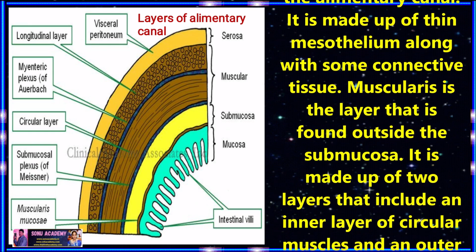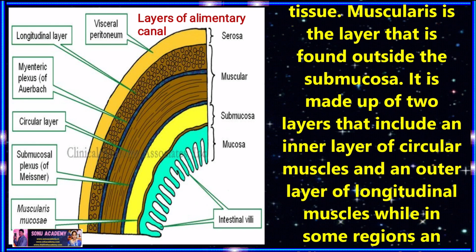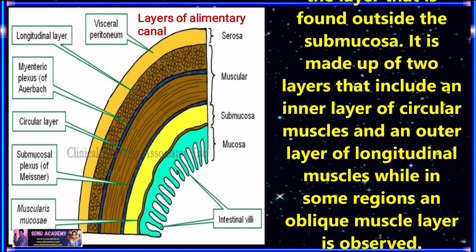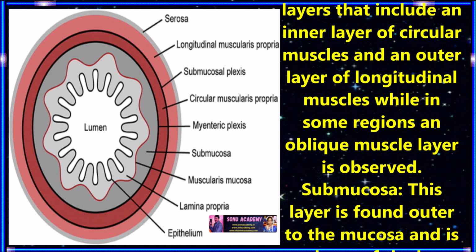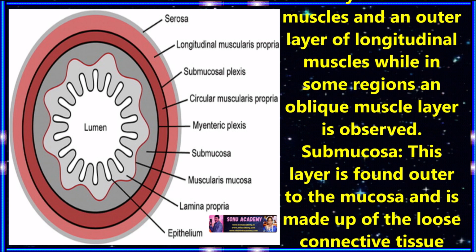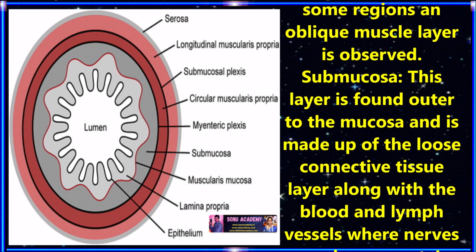Next one is muscularis. Muscularis is the layer found outside the submucosa. It is made up of two layers that include an inner layer of circular muscles and an outer layer of longitudinal muscles, while in some regions an oblique muscle layer is also observed.